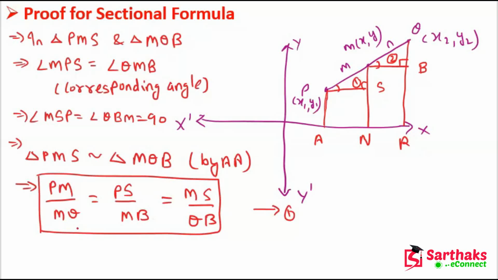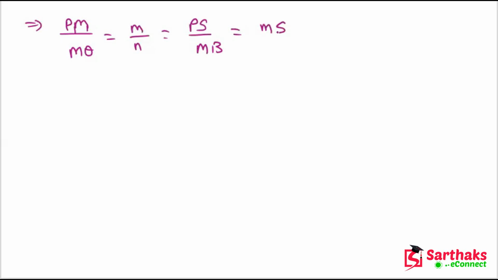So my dear friends, we know that PM upon MQ is m:n. So we can write PM upon MQ is equal to m:n, which is also equal to PS upon MB, which is equal to MS upon QB. This is our first equation.